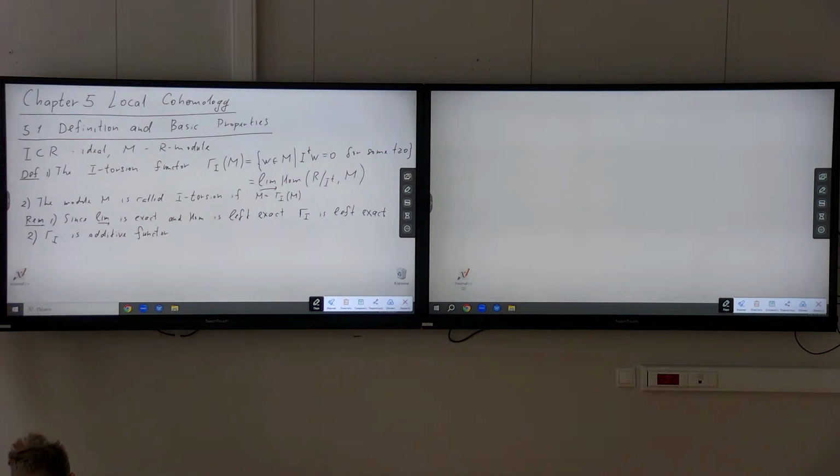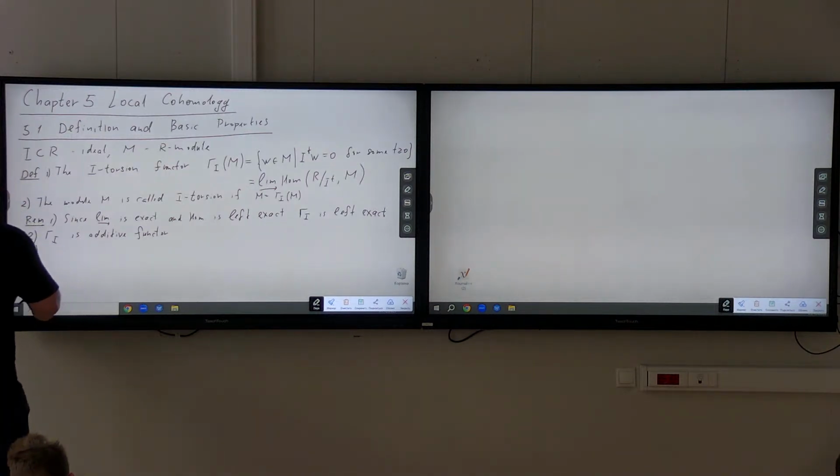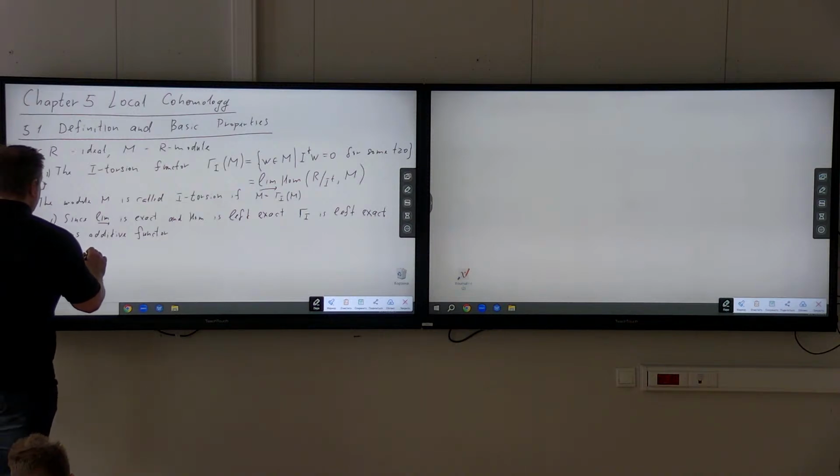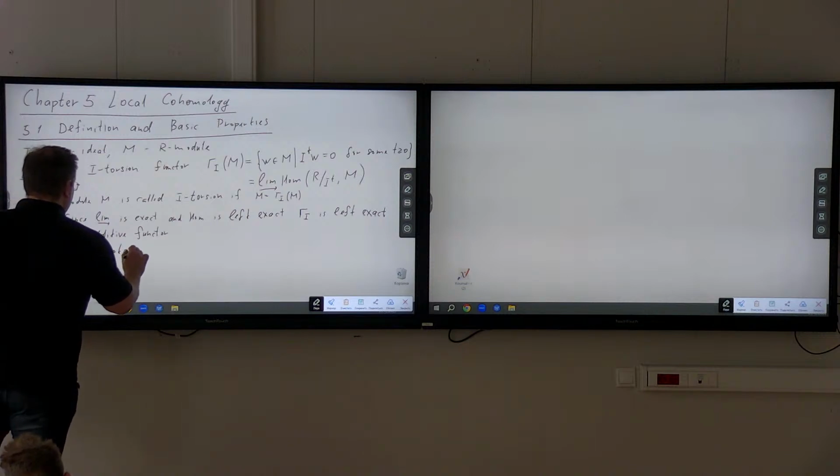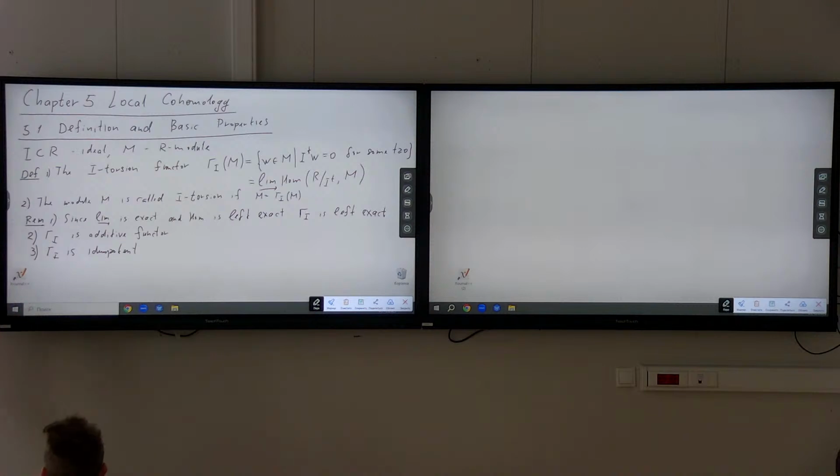And by the way, it's also false from general theory. Any left exact functor or any right exact functor is additive. 3. Gamma sub I is idempotent, which again follows just from the definition.